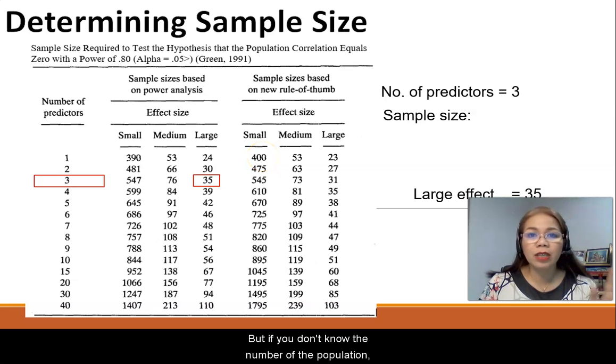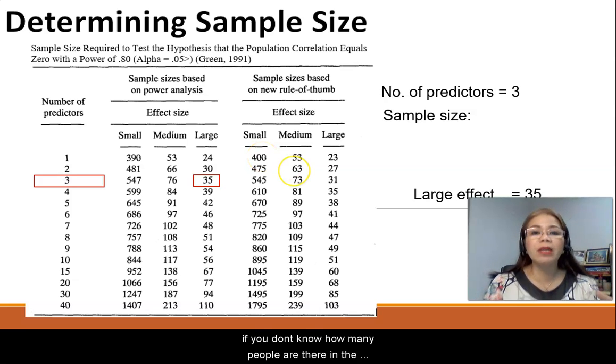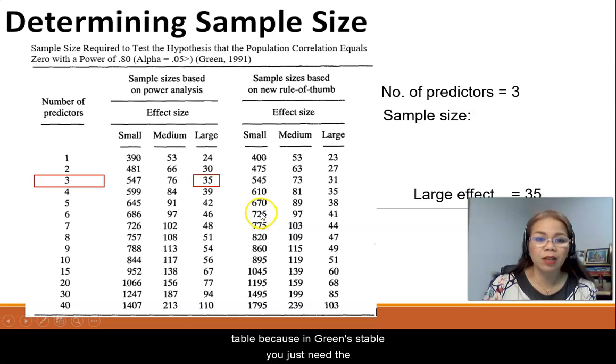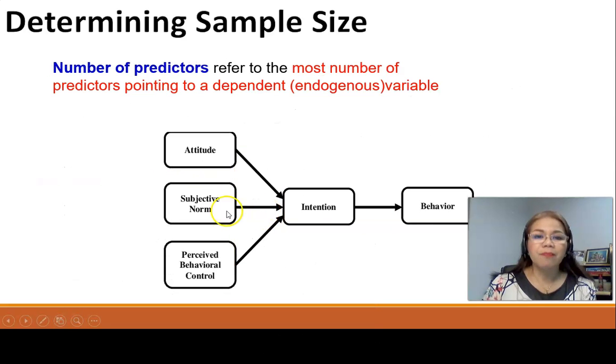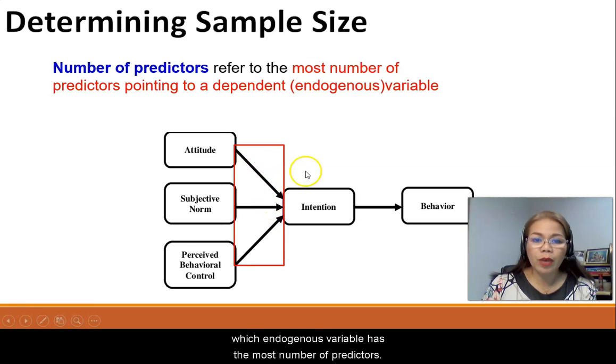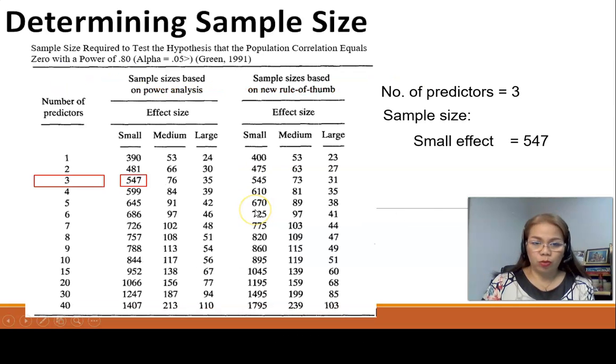But if you don't know how many people are there in the population, then you will go to Green's table, because in Green's table, you just need the framework or the model. You just need to identify which endogenous variable has the most number of predictors.